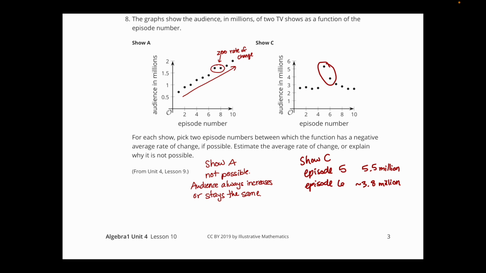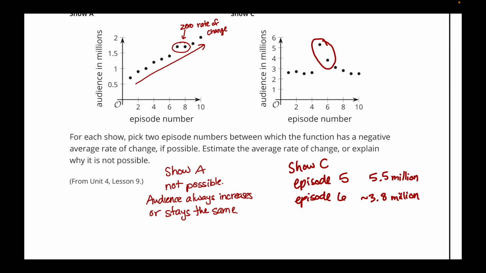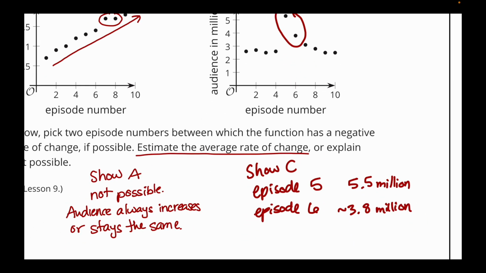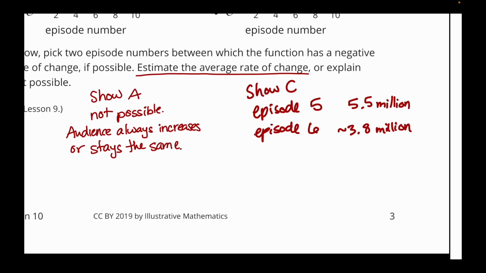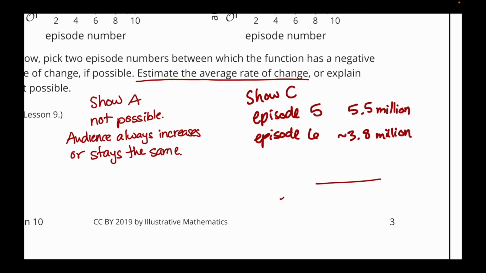So, oh, the one part I didn't do, which they asked me to do, is estimate the average rate of change. I just kind of gave some numbers, but because this is a 1 episode gap from episode 5 to 6, that means that our episodes 5 minus 6 or 6 minus 5 is just going to be 1. So it's already sort of in our rate of change format. We're just going to look at 5.5 minus 3.8.